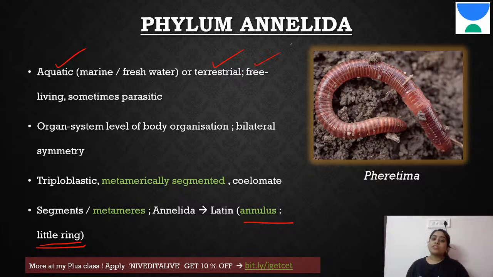Now, most of them are free living. We find a lot of them to be free living. That means they can survive on their own. Sometimes parasitic. Some of them, for some part of their life, are not completely obligate parasites, you can say, but in the case of leech, they are parasitic. Parasitic in the sense that they depend on a host for food, for nutrition. So some other organism it depends upon for its nutrition.